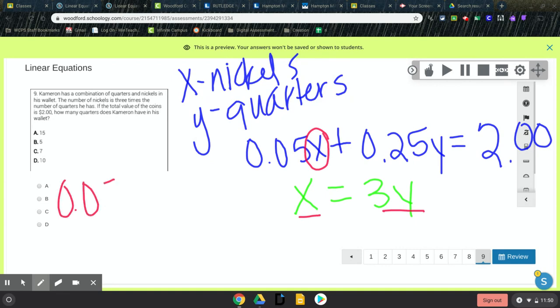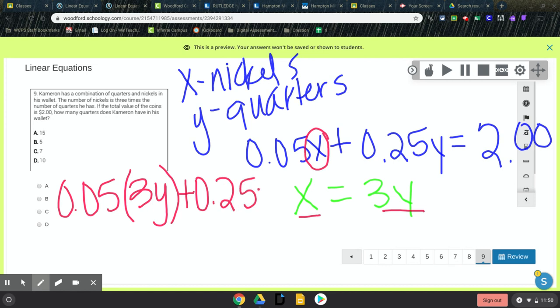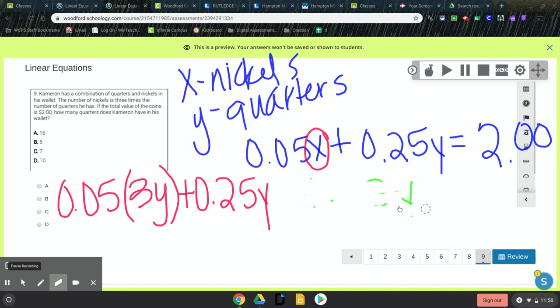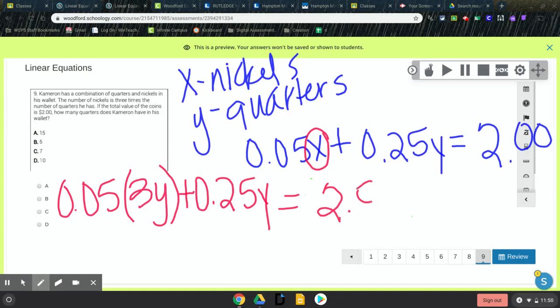So 0.05 times 3y plus 0.25y. Let me erase this so I have some room. Equals $2. Distribute here and solve for y. You'll combine like terms and you'll solve for y.